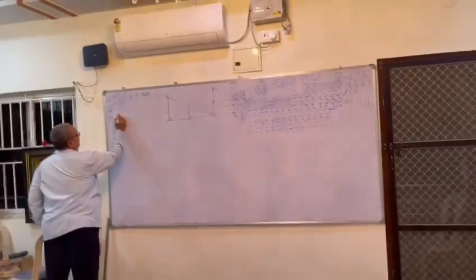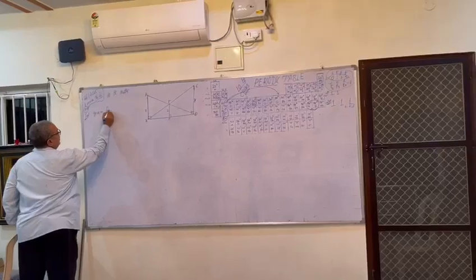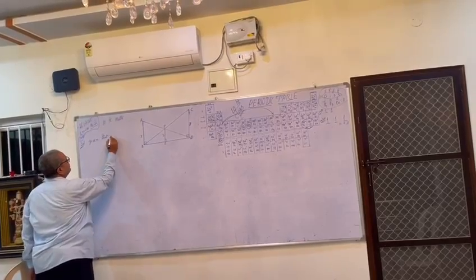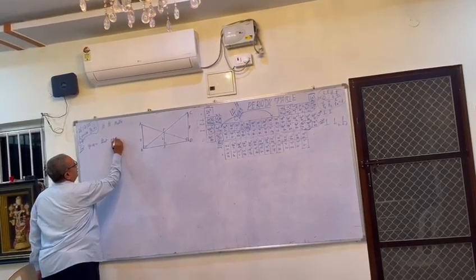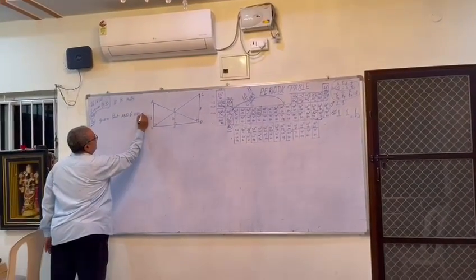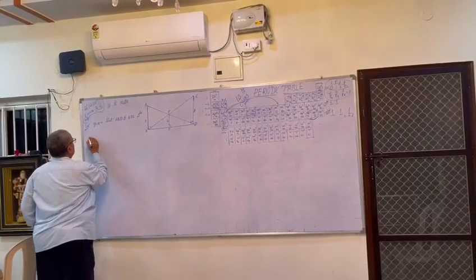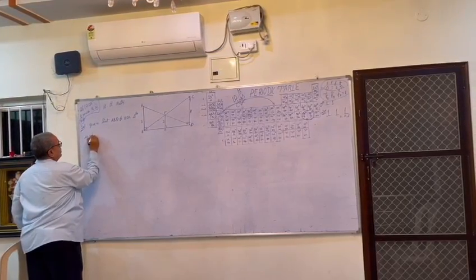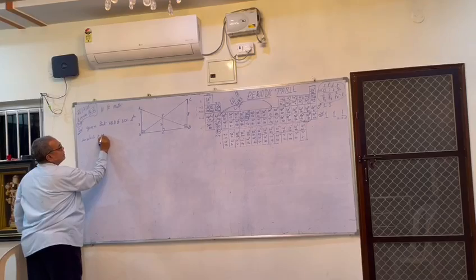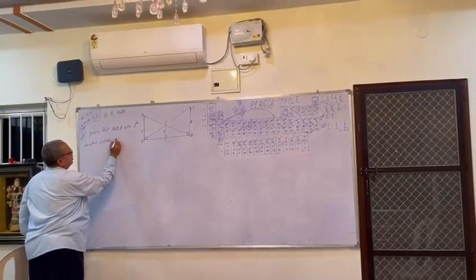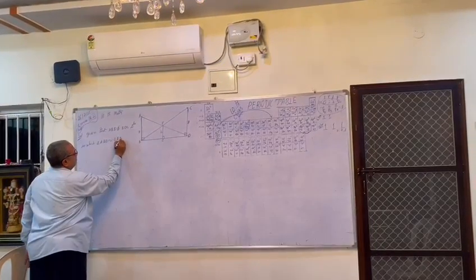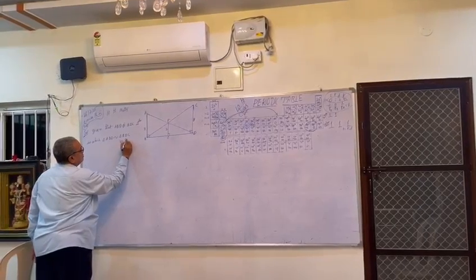Given that ABD and BDC are triangles, in which triangle ABD is similar to triangle BDC by AA similarity.